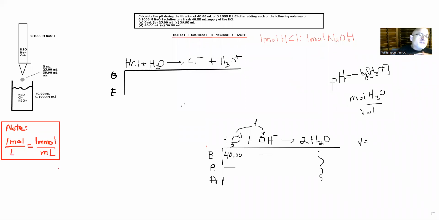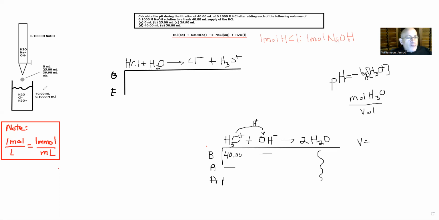Okay, this is Dr. Williamson working on a titration problem. We're titrating a strong acid with a strong base. It says calculate the pH during the titration of 40 mL of 0.1 molar hydrochloric acid after adding each of the following volumes of 0.1 molar sodium hydroxide solution to a fresh 40 mL supply of the HCl. Part A, 0 mL of sodium hydroxide, B, 25 mL, C, 39.9 mL, and so on.